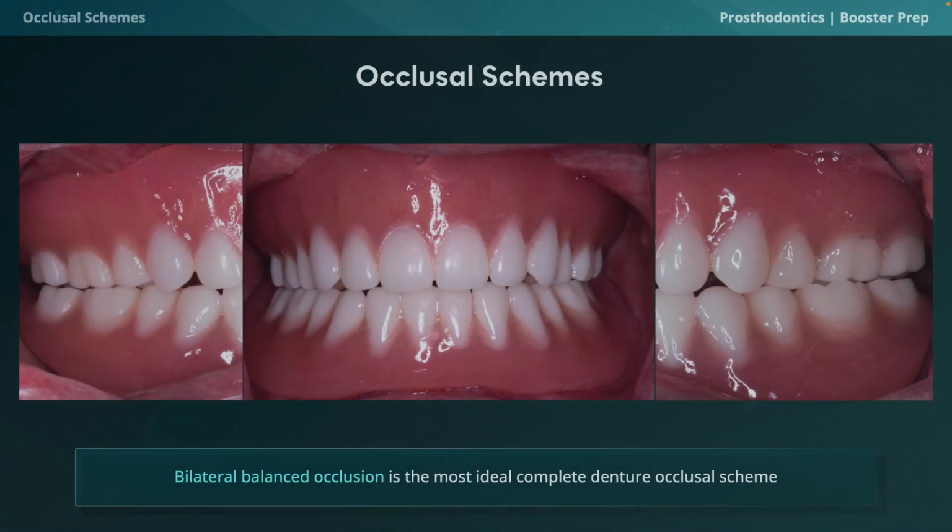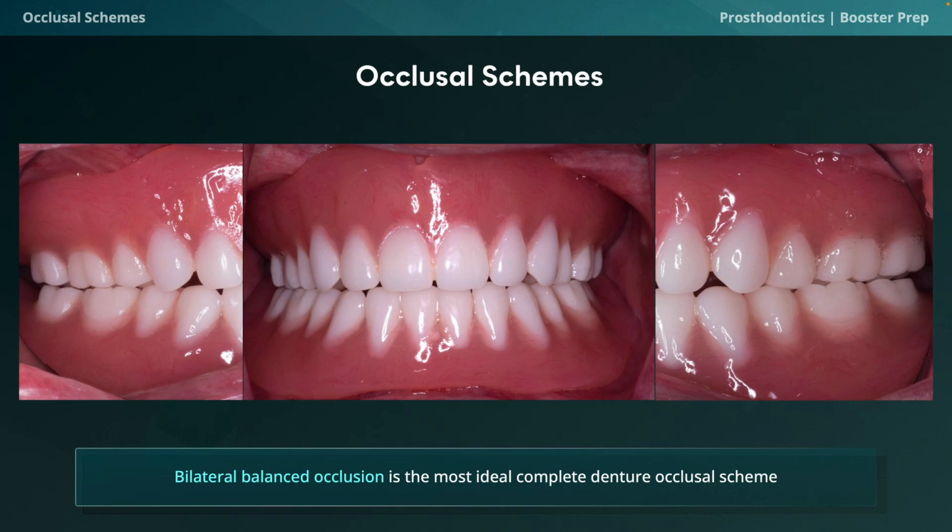Okay, we're going to talk about occlusal schemes a bit more in depth later on, but I just wanted to introduce the topic and mention that the most ideal occlusal scheme for removable prostheses is bilateral balanced occlusion. Now, this concept is something a lot of students struggle with. So what is bilateral balance? Well, in simple terms, bilateral balanced occlusion describes a scenario where the anterior and posterior teeth contact through all movements of the mandible, hence the term balance.